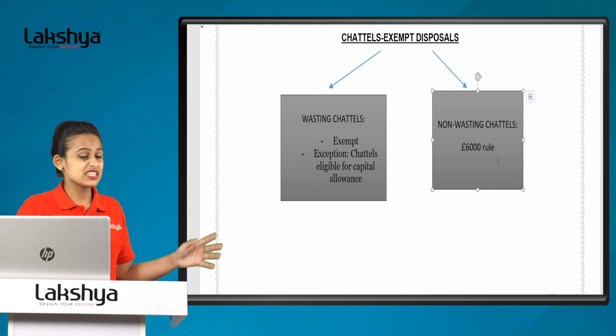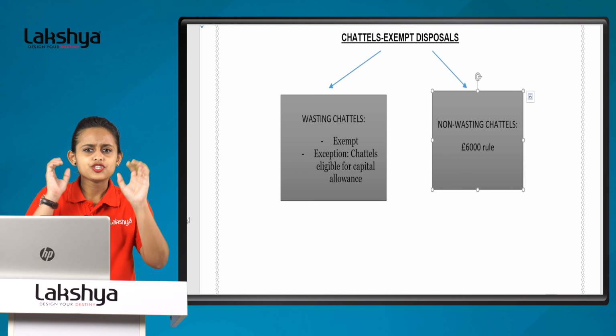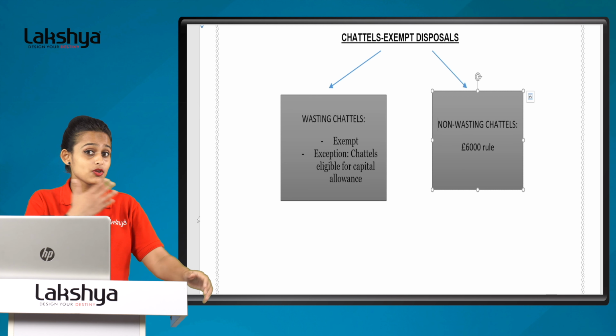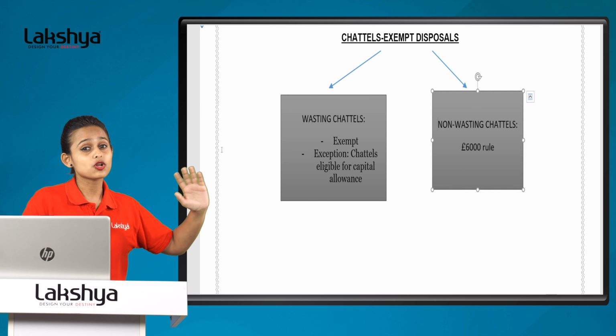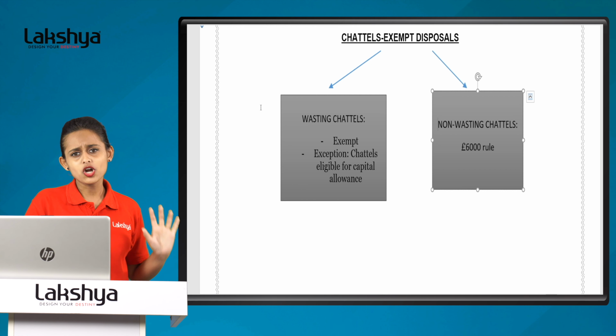Alright. Now, in the case of non-wasting chattels, there is something called the 6,000 rule. Let's see what the 6,000 rule is. So, once again, chattels are categorized into wasting chattels and non-wasting chattels. Wasting chattels are all exempt except for chattels eligible for capital allowance. What about non-wasting chattels? There is something called the 6,000 rule.